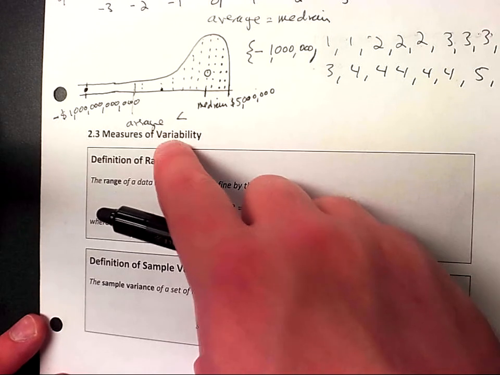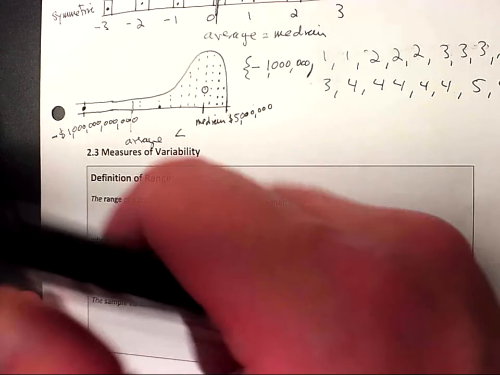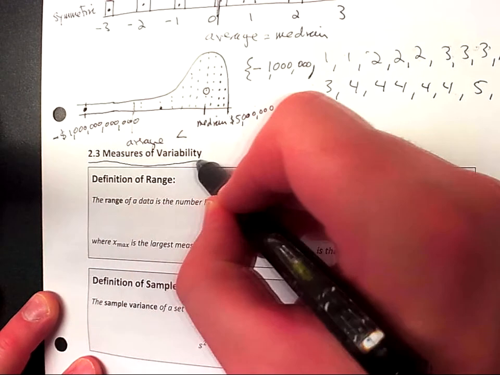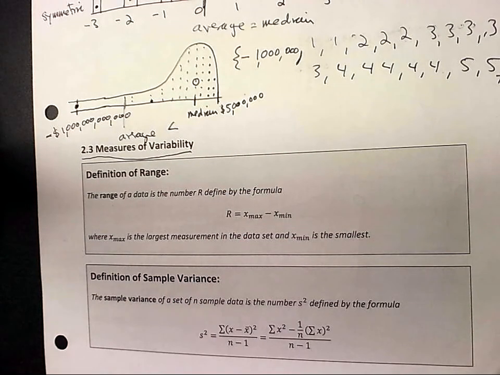Then the next thing we're going to get into is measures of variability. But measures of variability is a whole new section. What we just got done doing is talking about measures of center and location. These ones are completely different, so we'll just pick up there tomorrow.